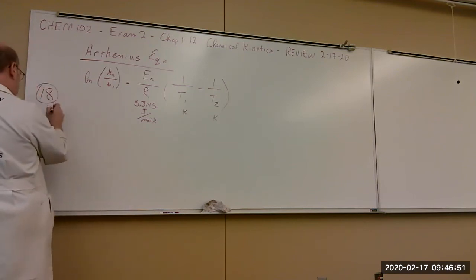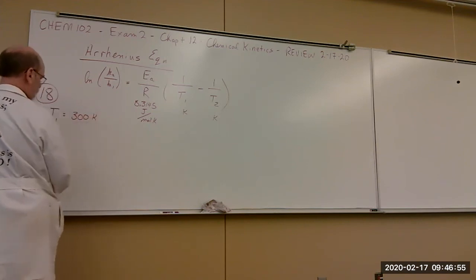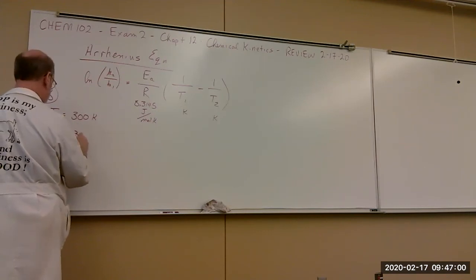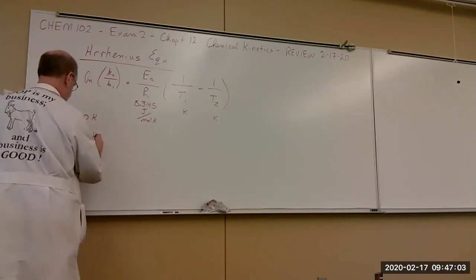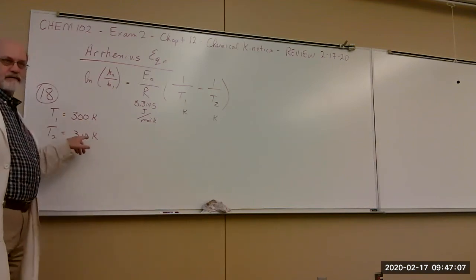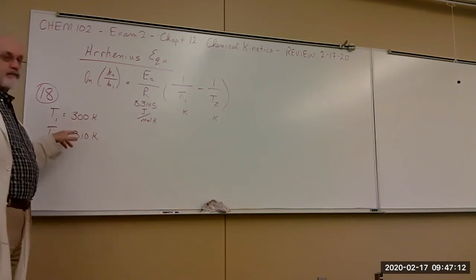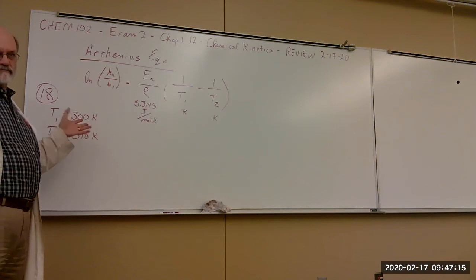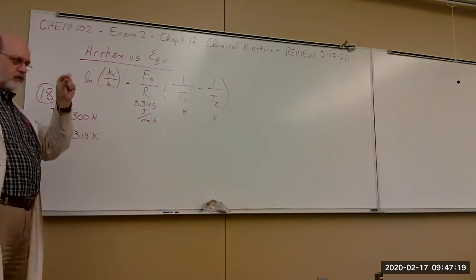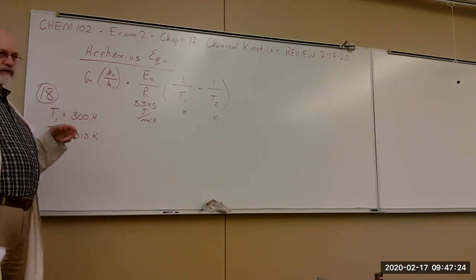So T1 is equal to 300, and T2 is equal to 310. That's not much of a change, but it is 10 degrees. So remember that rule of thumb? The rule of thumb says that if you change the temperature by 10 degrees Celsius, which is the same in K, since the degree size is exactly the same, a change of 10 degrees should double the rate of a reaction.